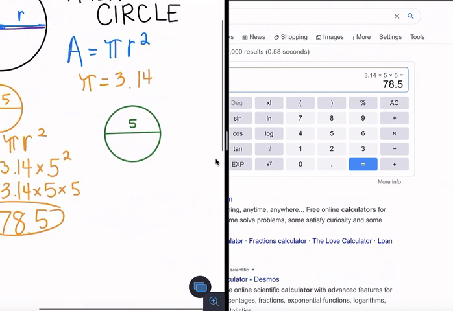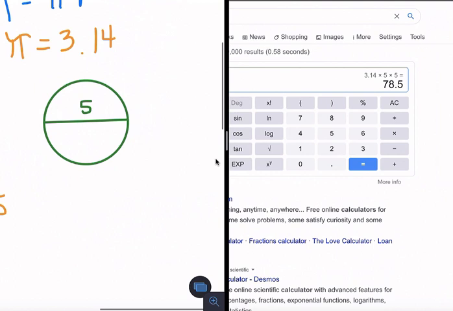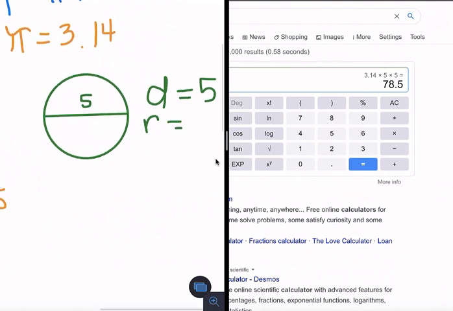Now, the formula uses the radius squared, so we still have to find the radius. So, if the diameter is 5, the radius is half of that. So the radius would be 2.5. Sorry, I'm running out of space there. So this time, instead of doing the diameter, we have to do that radius.